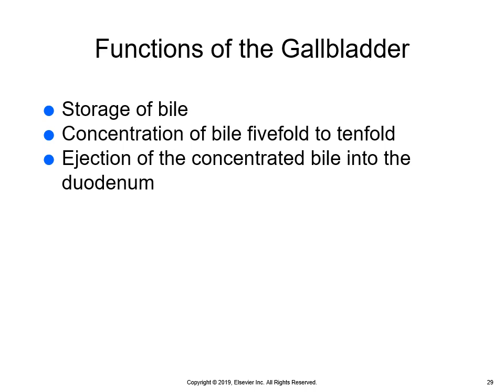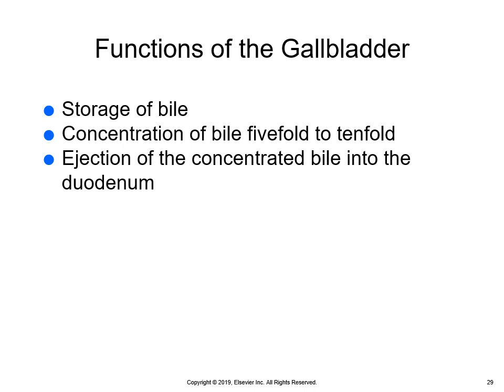In terms of the concentration of the bile, where we talk about fivefold to tenfold, the gallbladder does remove water and also electrolytes from the bile, making it more concentrated or more potent for the job that it has before it, which is that fat digestion. So again, that concentrated bile assists with breaking down those dietary fats into smaller molecules that can be easily absorbed.